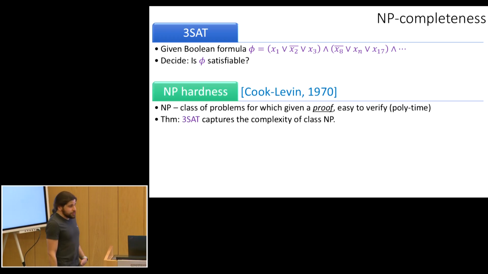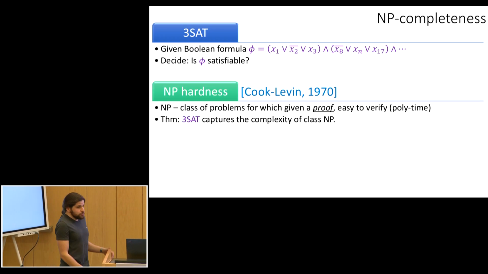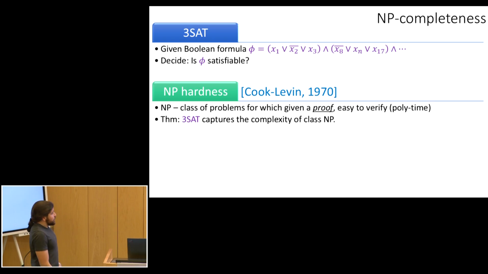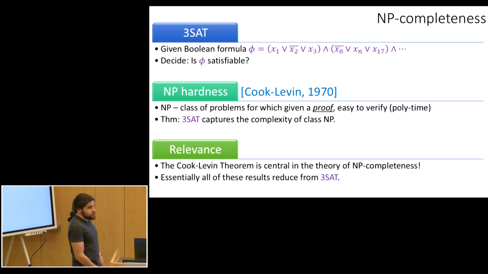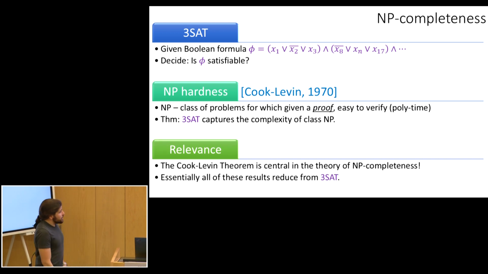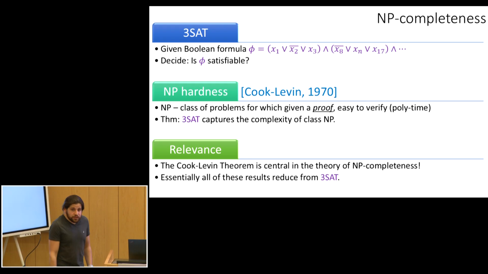And we really like the 3SAT problem. It's very important because the Cook-Levin theorem tells us that it captures the essence of the class NP, which we care very much about. And once you know that 3SAT captures the class NP, you can start proving all of these NP completeness reductions and write thousands of papers, and people have done it. And this is the very celebrated theory of NP completeness.